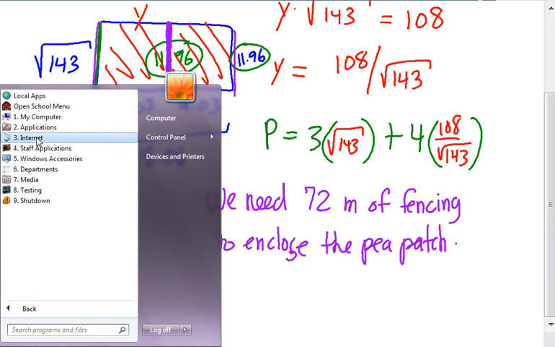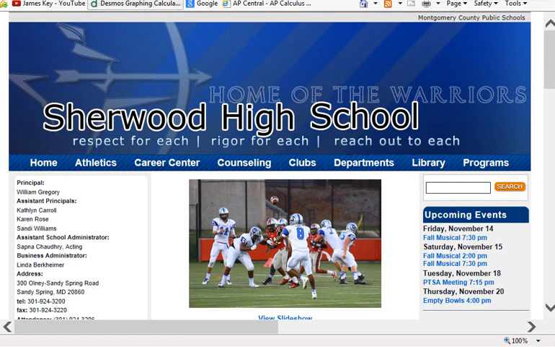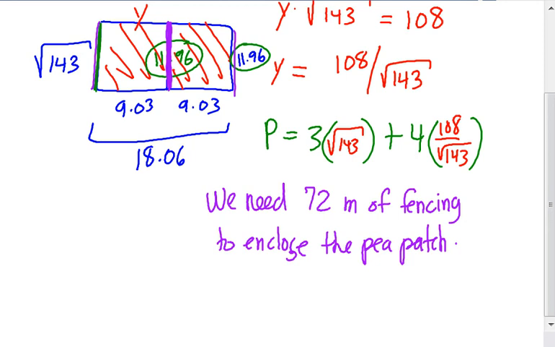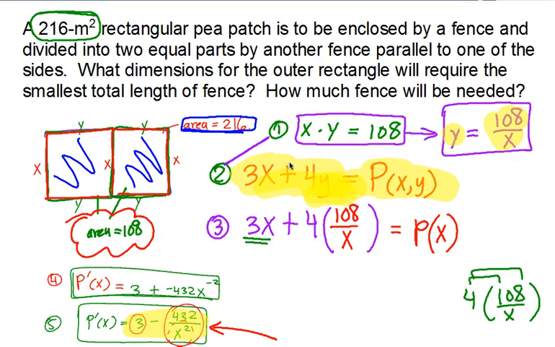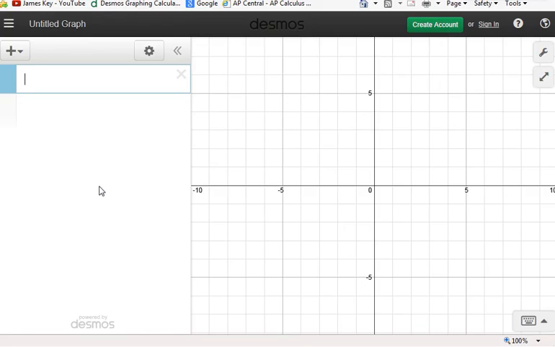I'm going to fire up Desmos right here, and let's see if there's something to learn by examining the graph of things. Okay, so let me go back to my model from the previous screen, in which we were able to express the perimeter as a function of the height of the region. So 3x plus 4 times 108 divided by x. Let me get that typed in.